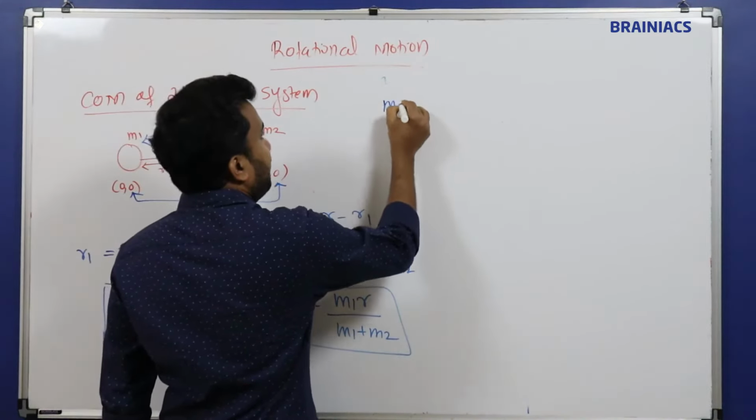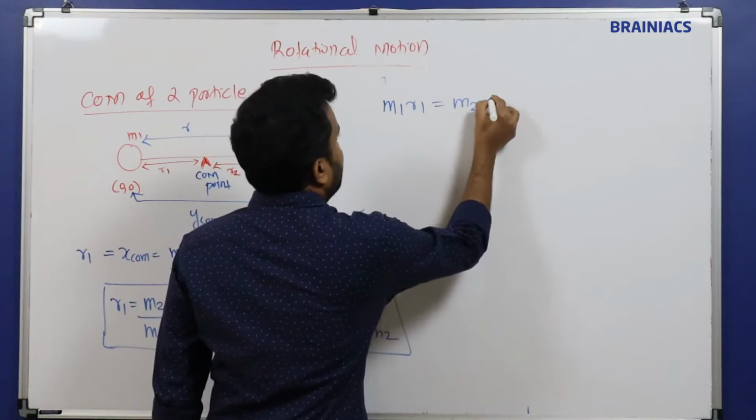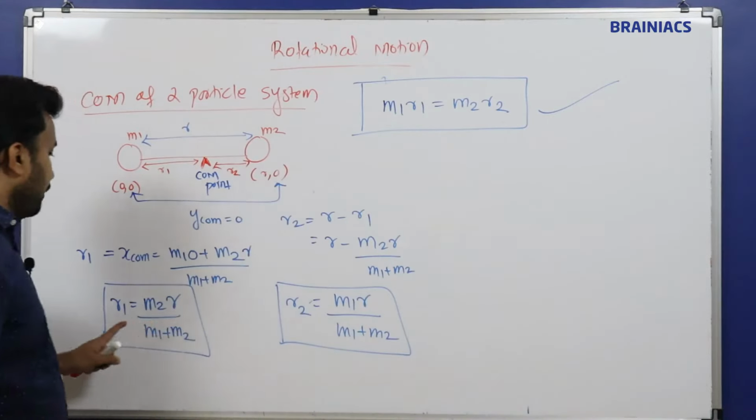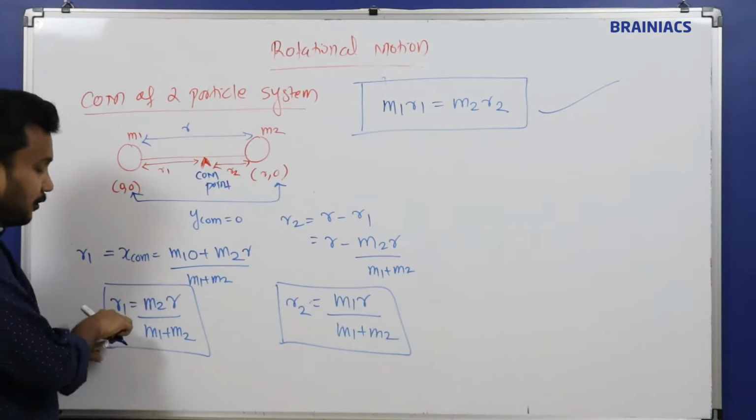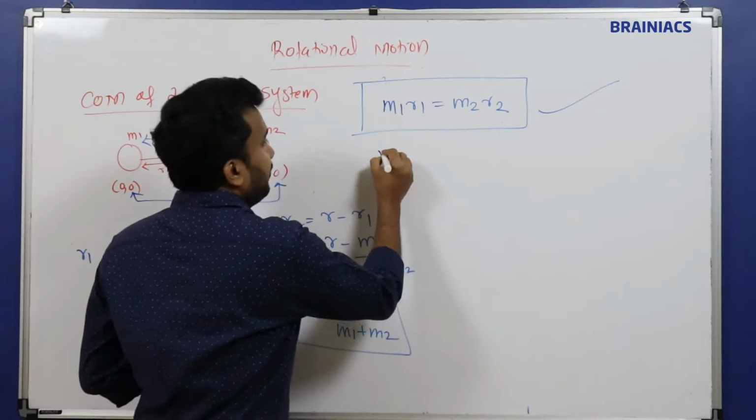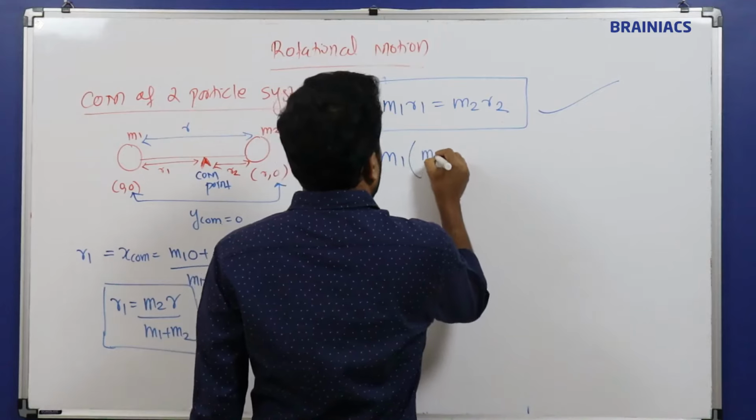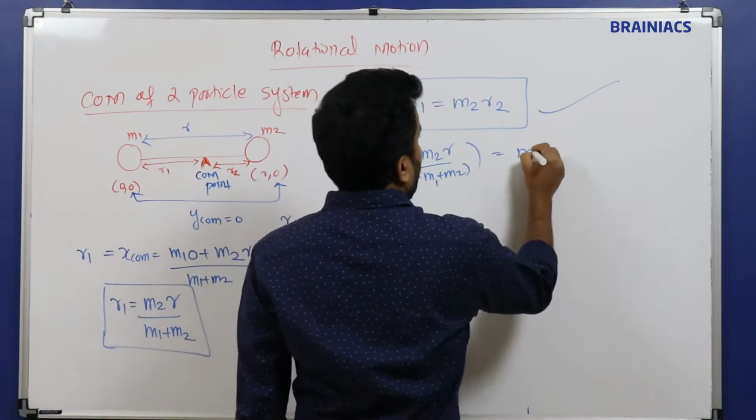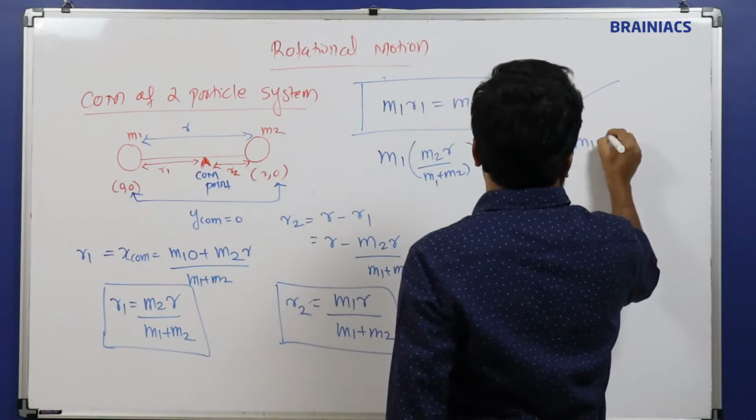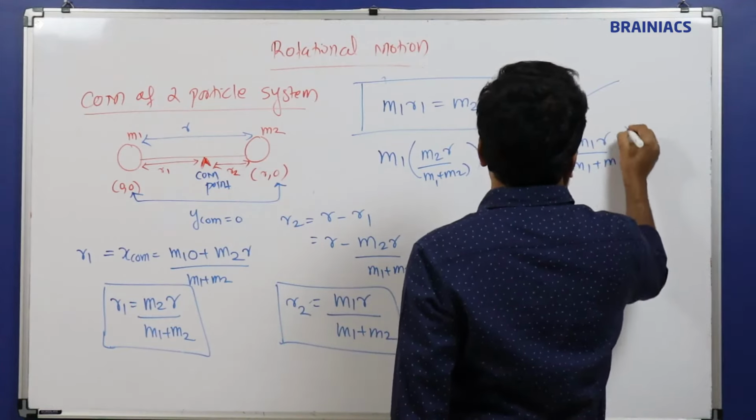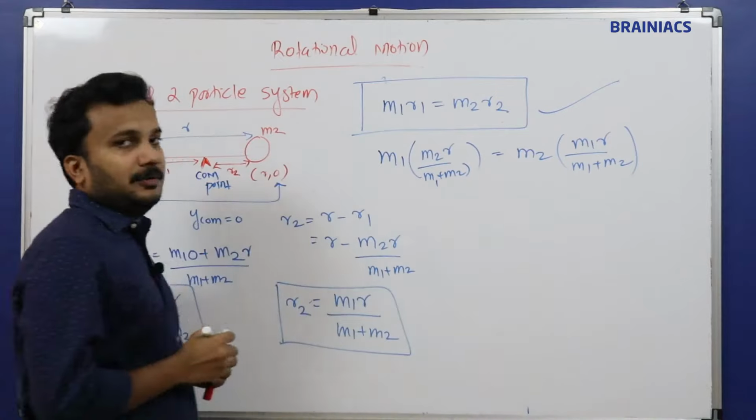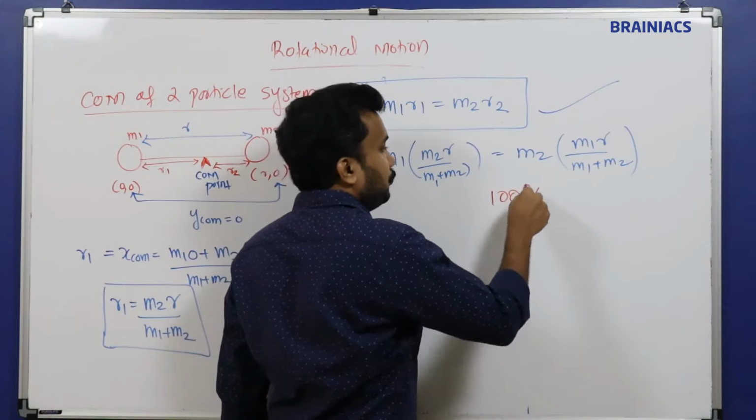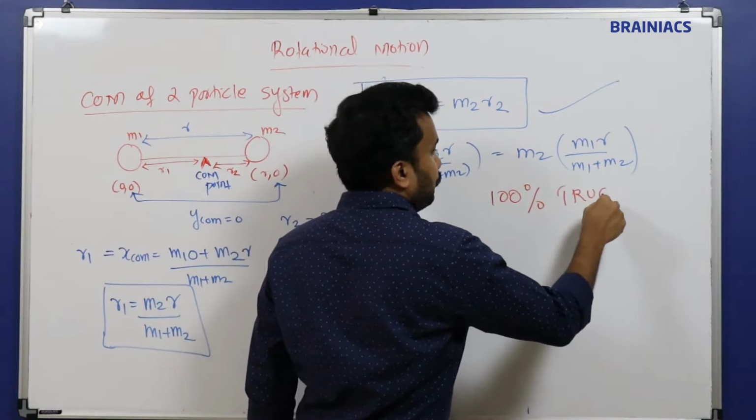Then another parameter I am writing: m1r1 equal to m2r2. Is this a valid relation or not? Yes, it's 100% valid. Why? m1 into r1. You know what r1 is: m2r divided by m1 plus m2. And m2 into r2. You know what r2 is: m1r divided by m1 plus m2. Now you can see both are equal, right? So this relation we will use, and this is a 100% true case.